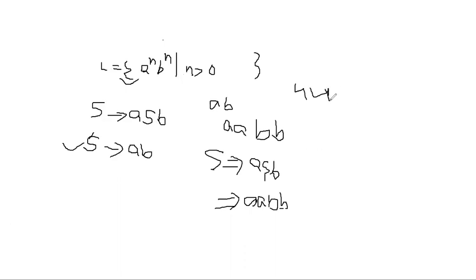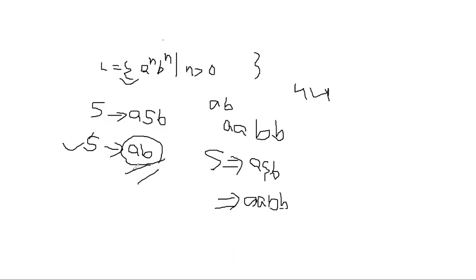Suppose 4 A's and 4 B's are there, then use S implies A S B 3 times and finally replace S with AB. So just repeat the A S B substitution n minus 1 times, but for the nth time, simply replace that particular S with AB. Then we get n A's on the left side and n B's on the right side. Okay, so this is for n greater than 0.